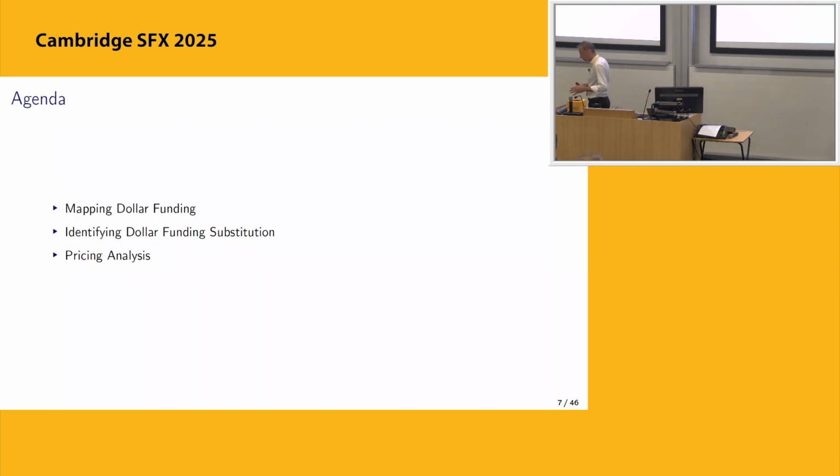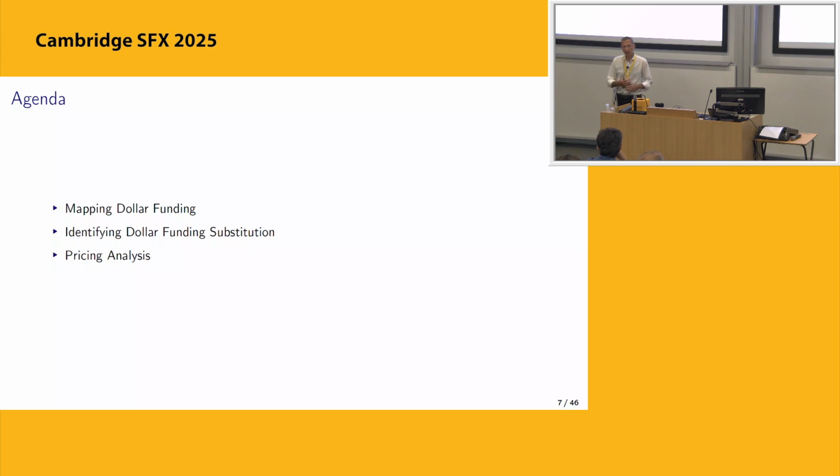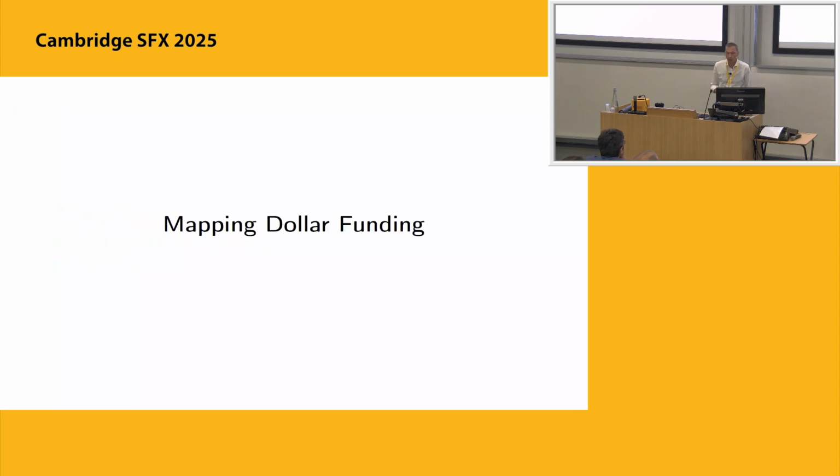So the paper, and therefore the presentation, is organized in 3 parts. First, I'm going to map the dollar funding. Then I'm going to study the substitution. And then we're going to look at the price implication. So let's start with the mapping.